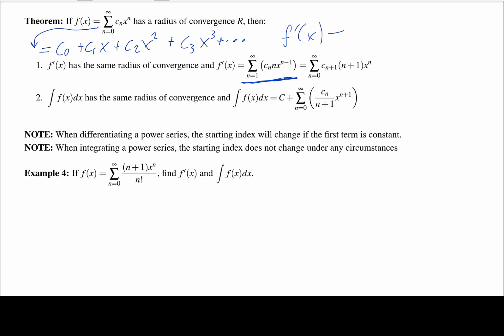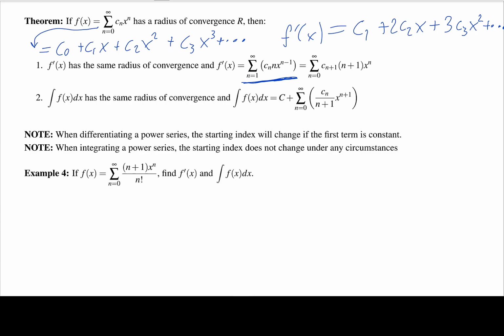f prime of x, well, when we take the derivative of this constant right here, it's going to disappear. When I take the derivative of c sub 1 times x, remember c sub 1 is just some constant coefficient, then this is going to become just c sub 1. If I take the derivative of c sub 2 x squared, that would give me 2 c sub 2 x. And then we'd have 3 c sub 3 x squared, and so on.